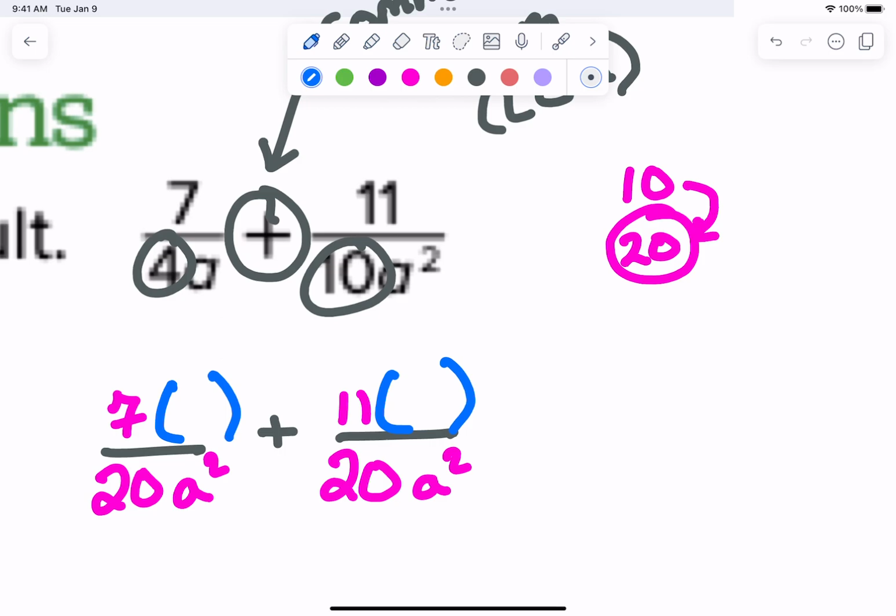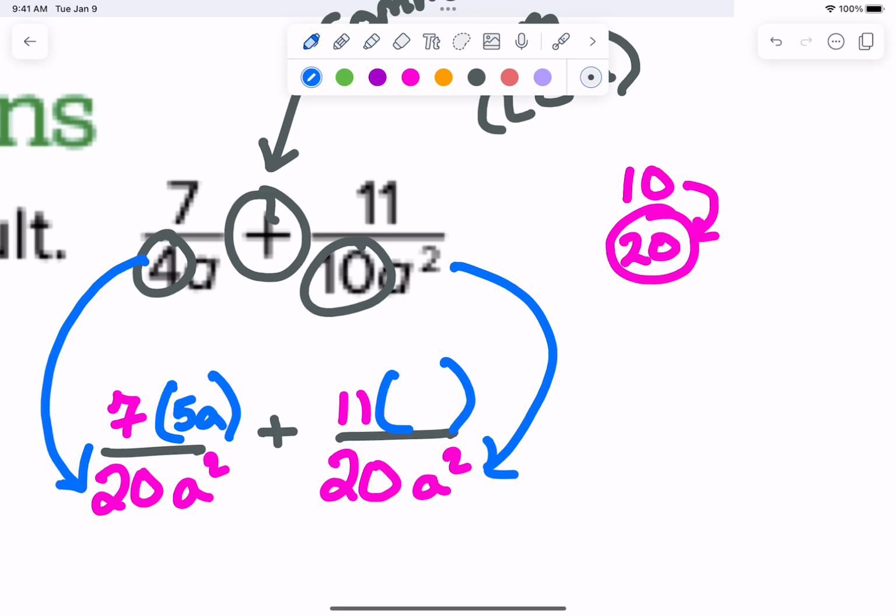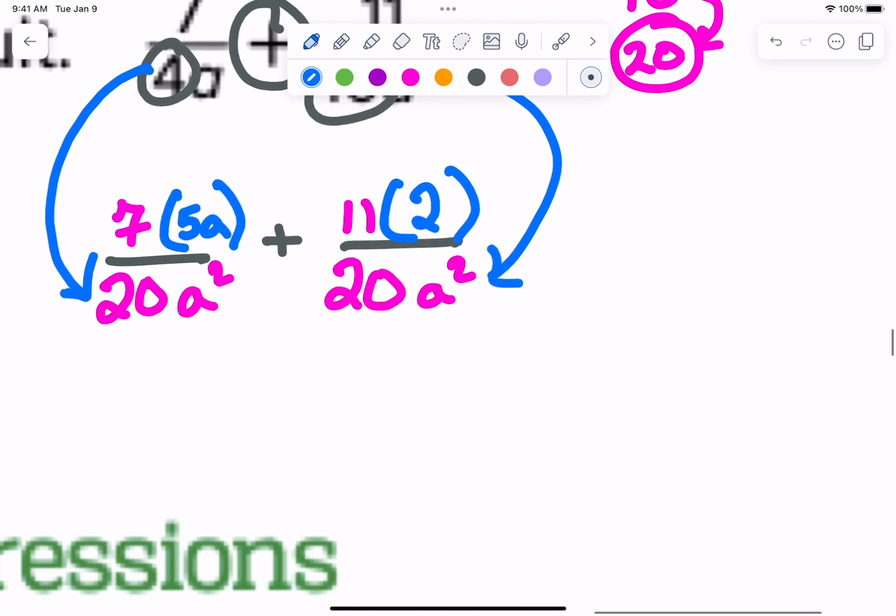To get from 4 to 20, what do I have to multiply by? 5, and he also needs A. So he will be 35A at the end. Plus 11. This one, what does he need to be multiplied by? 2. Does he need an A? No. So on the top, 22. This is 35A plus 22.